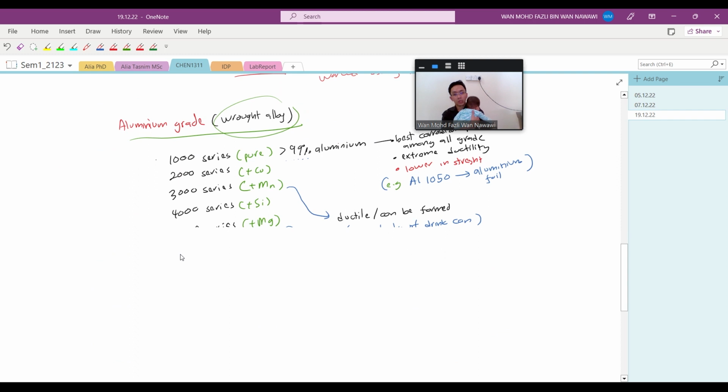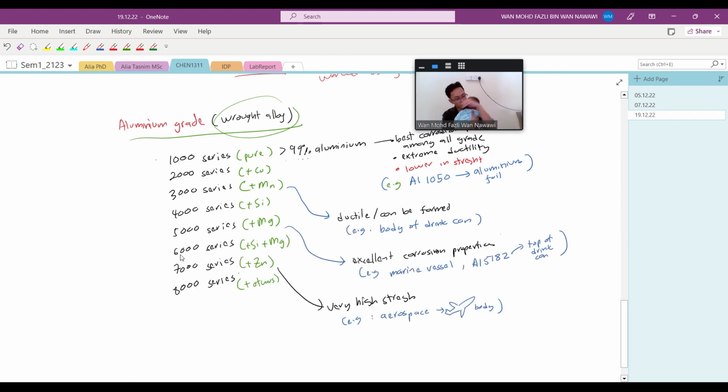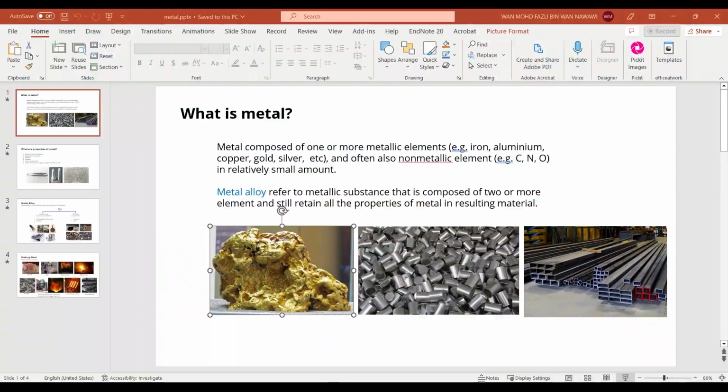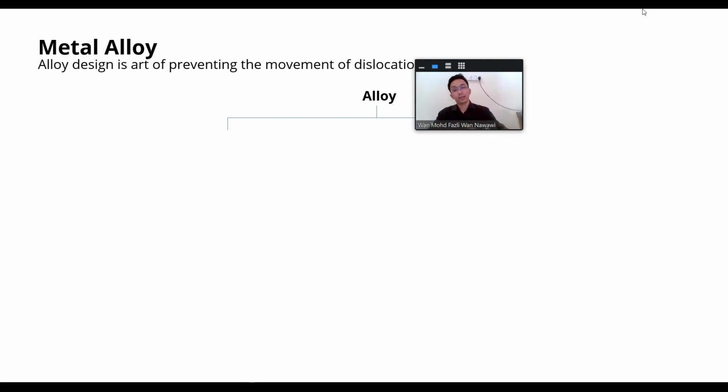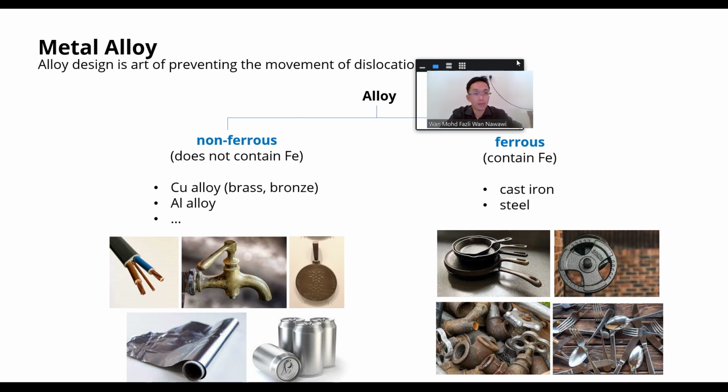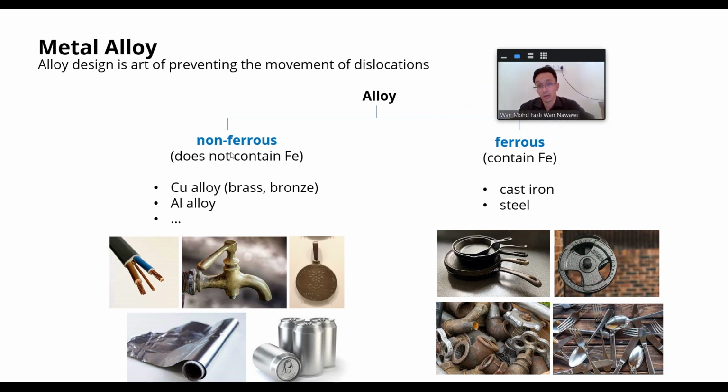Okay, so now if you look at this image here, let me put this little kit down first. Okay, so much easier now. So what we learned just now is basically non-ferrous. Non-ferrous is anything that doesn't contain iron inside the alloy.